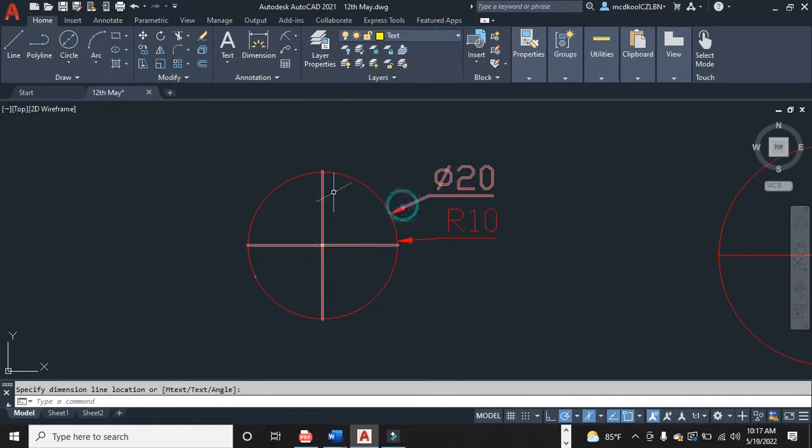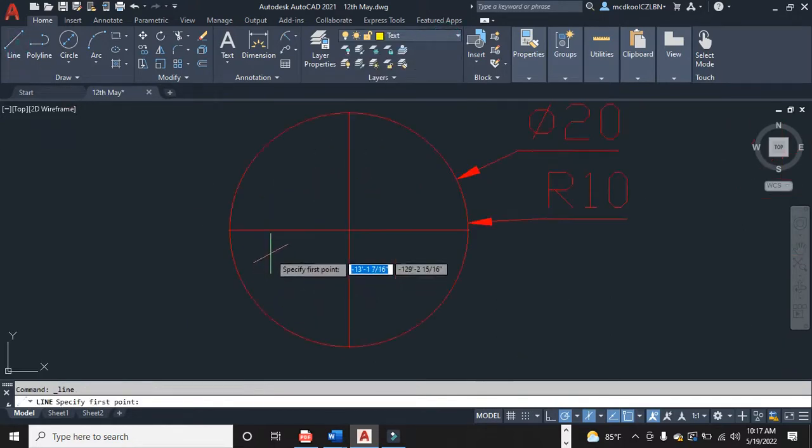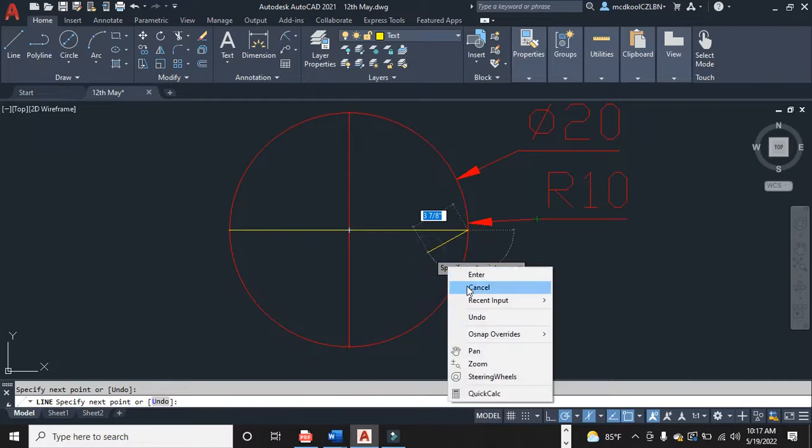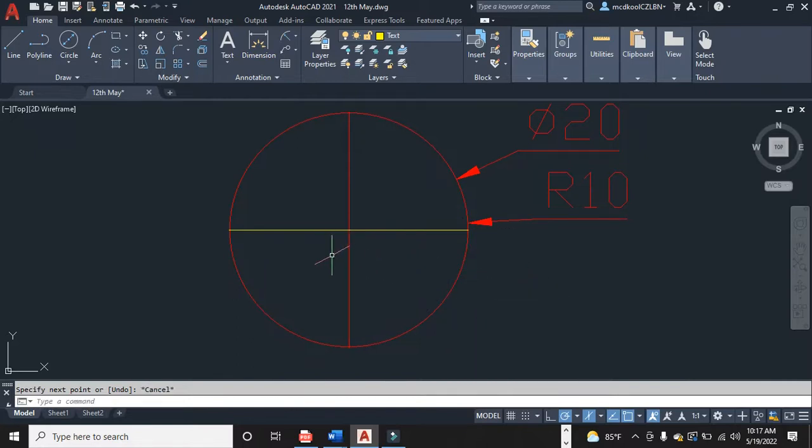Let me select a text line. So this is what the diameter is. It's a measurement from here across the circle. So the diameter goes from one side of the circle.